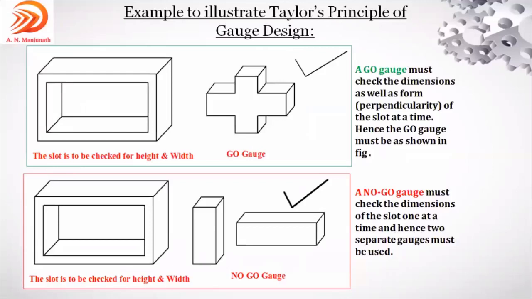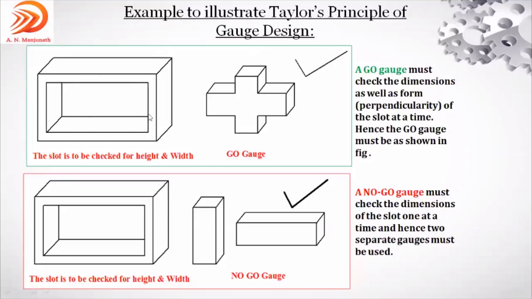Here, the Taylor principle, as the name represents, the go gauge must check all the dimensions, as well as the form of it, whether it is perpendicular, whether it is straight, right? The go gauge must be like this. This is the right mark, tick. That means it is correct. The gauge can be this shape also. It can check all the related dimensions.